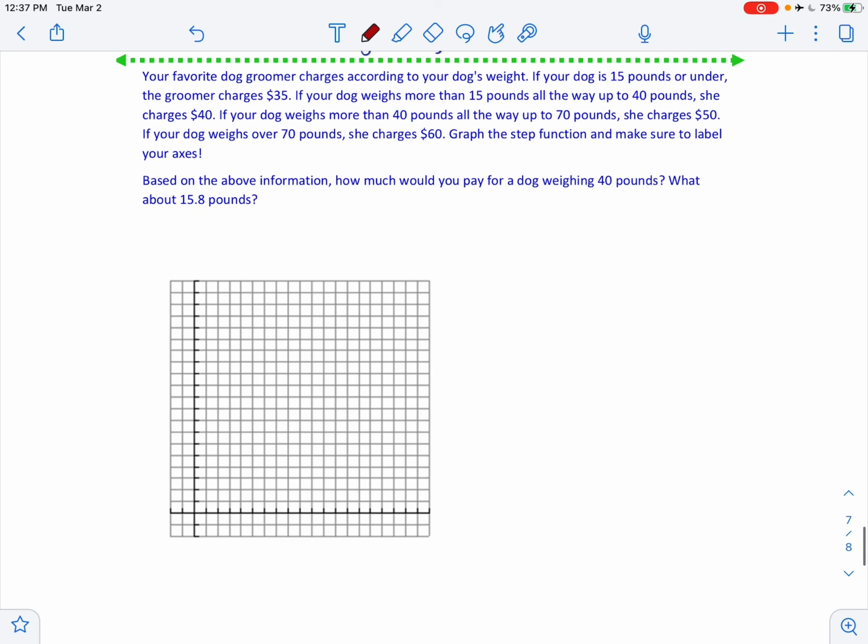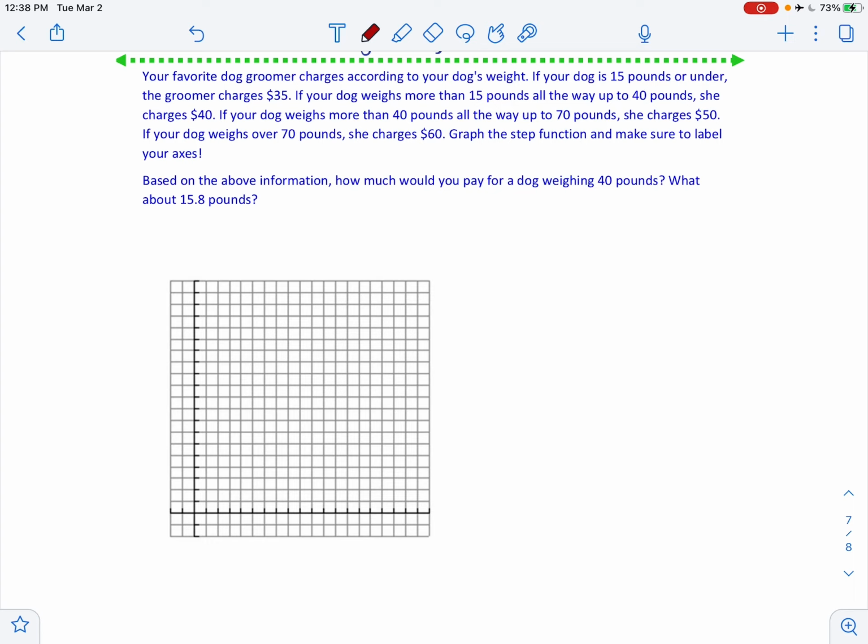Let's do another step function application problem. This one says your favorite dog groomer charges according to your dog's weight. If your dog is 15 pounds or under, the groomer charges $35. If your dog weighs more than 15 pounds, all the way up to 40, she charges $40. If your dog weighs more than 40 pounds, all the way up to 70 pounds, she charges $50. If your dog weighs over 70, she charges $60. Graph the step function and make sure to label your axes.